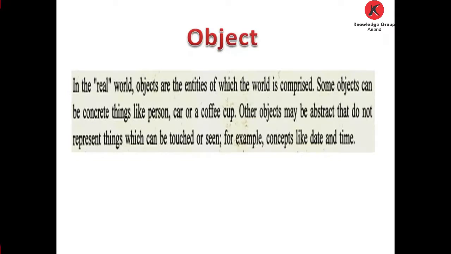So what is an object? In the real world, objects are the entities of which the world is comprised. Some objects can be concrete things like a person, car, or a coffee cup. Other objects may be abstract, that do not represent things which can be touched or seen. For example, concepts like date and time. So students, in the real world, objects are the entities of which the world is comprised.